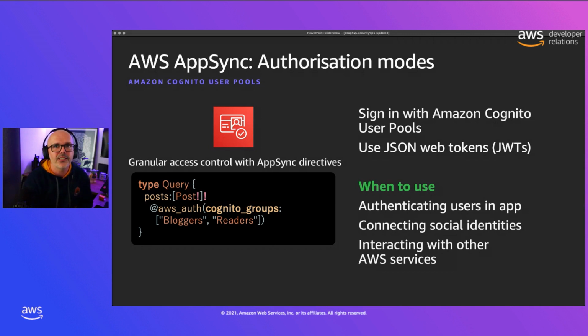This mode is also good if you need to connect social identities using Cognito, which is a feature of Cognito User Pools. Also, if you're going to build an app that interacts with other AWS services, Cognito User Pools are probably what you want to use, as you can exchange Cognito User Pool generated JWTs for actual AWS credentials, which is very handy. So if you have an application that's also going to interact with something like Amazon S3, then the Cognito User Pool mode is probably what you want to use because of this ability.